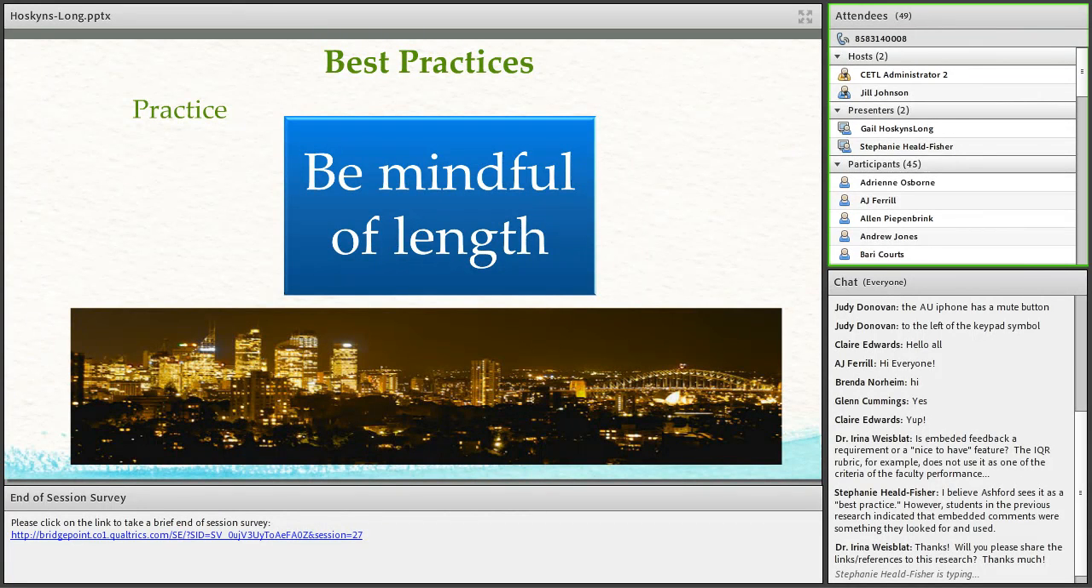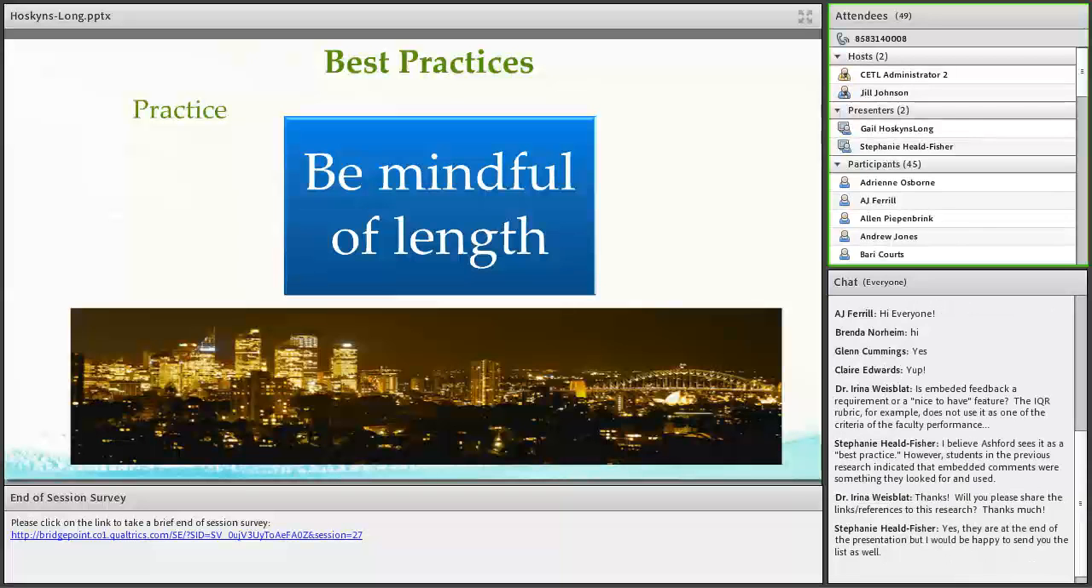The last best practice is to be mindful of length. Even if all the best practices are followed, if there's too much feedback, especially if the feedback is negative, the student will only absorb a portion, if any, of your feedback at all. So you don't want to overwhelm the student. So pick out the most important items, apply the 7 best practices, and be succinct.